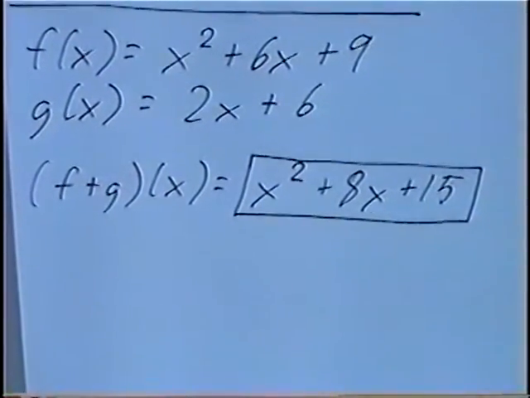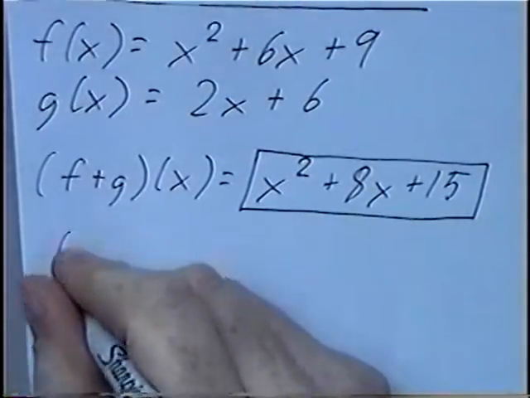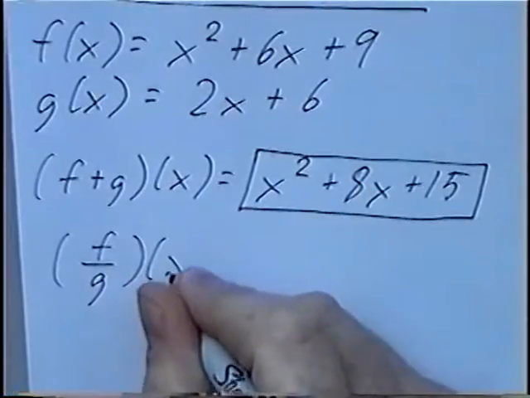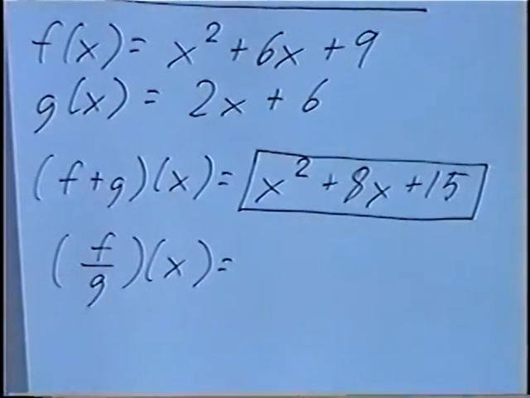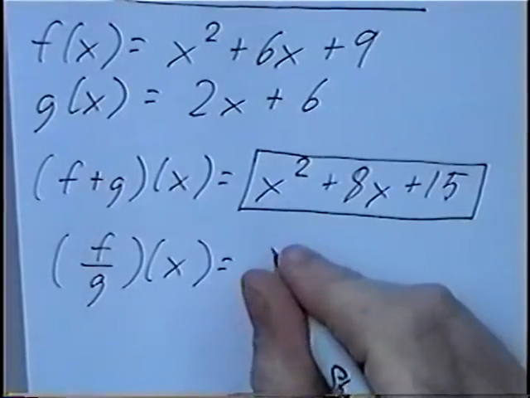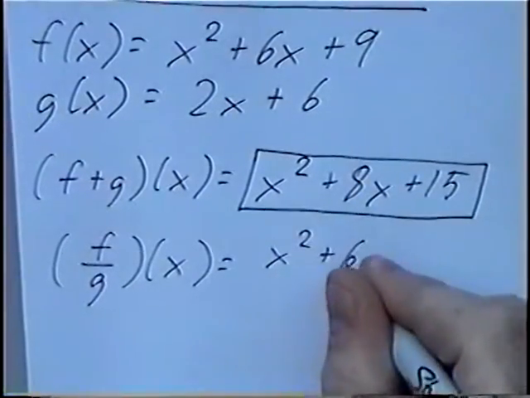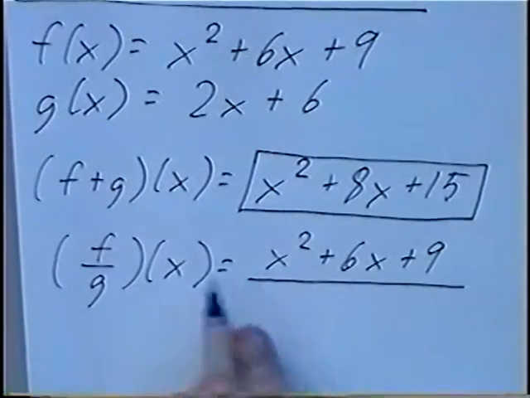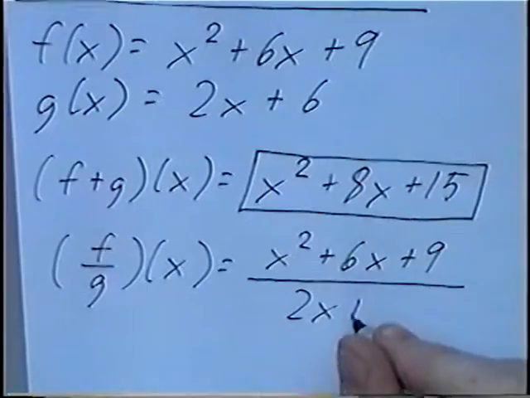Second question, and last question for the section. f divided by g of x. For this question, we can write the functions out. f is x squared plus 6x plus 9 divided by g, which is 2x plus 6.